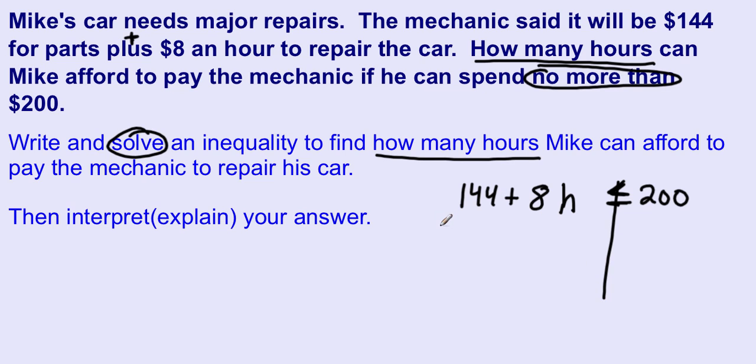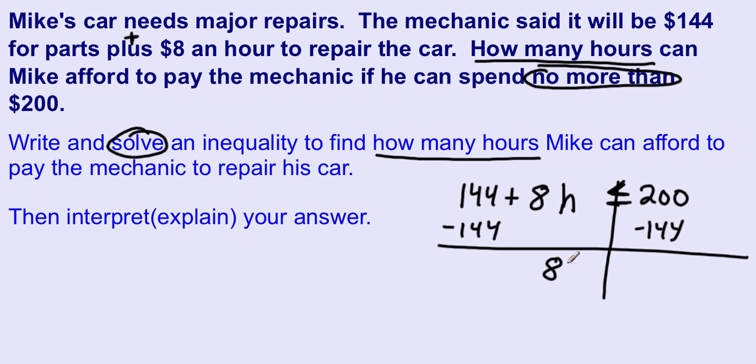Now let's go ahead and solve it. Well, they added 144, so I'm going to subtract 144. That leaves me with 8 times the number of hours has to be less than or equal to $56, which luckily divides very nicely by my 8, and h is less than or equal to 7. So our interpretation says, well, h is less than or equal to 7. What does that mean? Well, h was the number of hours.